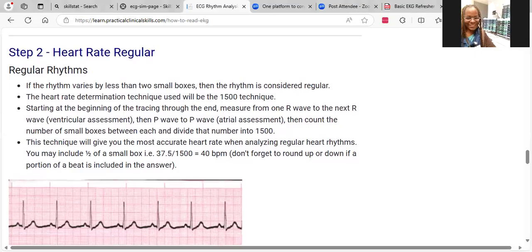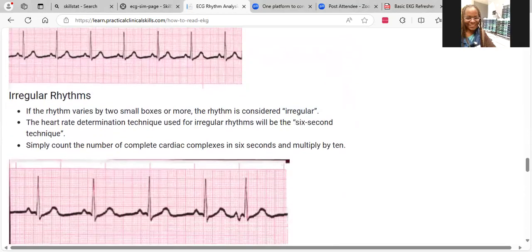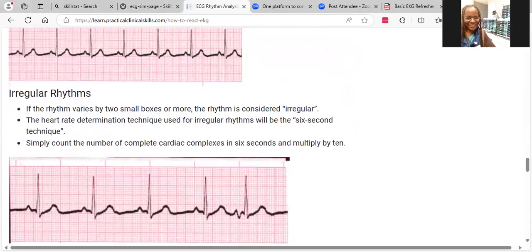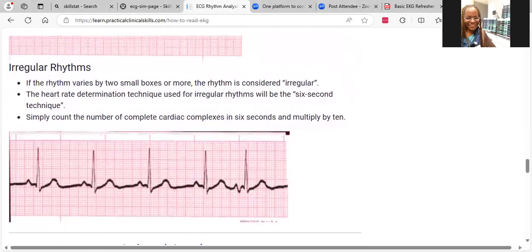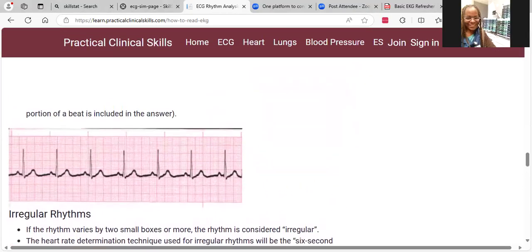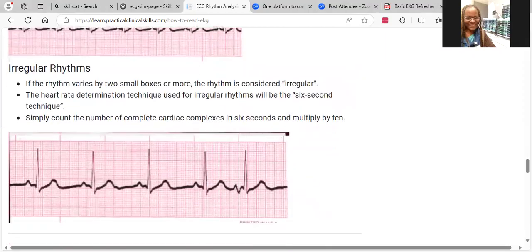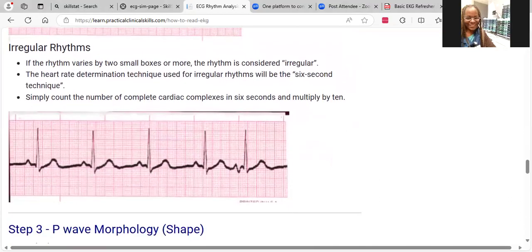Here we have a normal rhythm. The R to R is consistent. It's about the same amount of boxes in between each QRS complex, PQRST complex, and showing in a regular rhythm. Initially, it looks like the R to Rs are pretty consistent. But as we go towards the end, we take a look and we see that this is an irregular rhythm. So those are things we have to determine if they're a regular rhythm or not after we determine what our heart rate is.